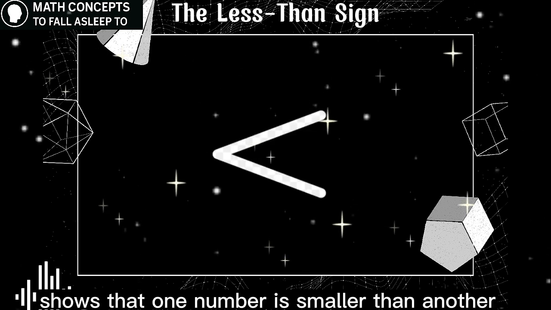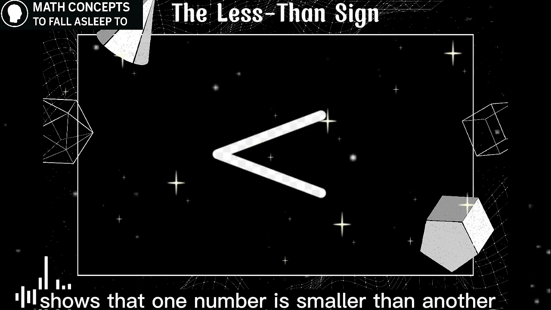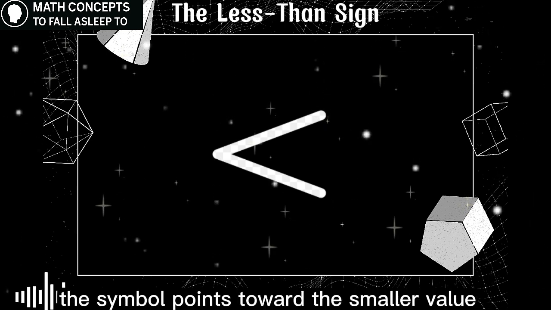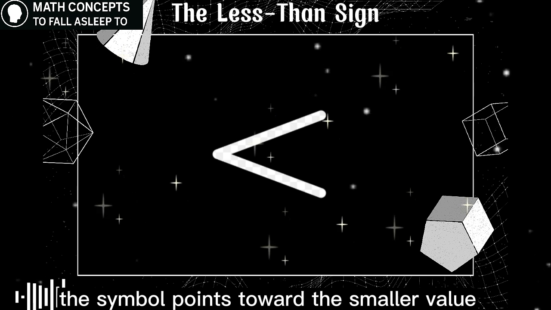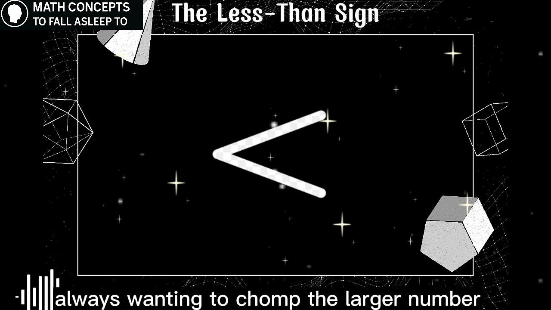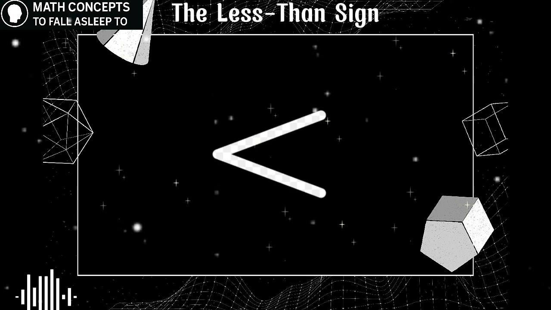Meaning and function. The less than sign shows that one number is smaller than another. It's the opposite of greater than. The symbol points toward the smaller value and opens toward the bigger value, just like a little alligator always wanting to chomp the larger number.